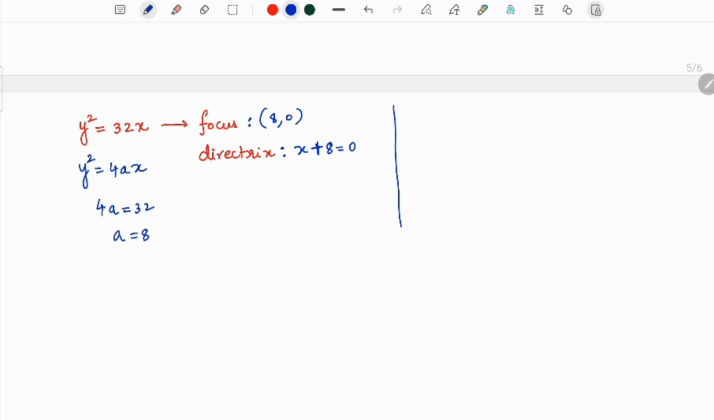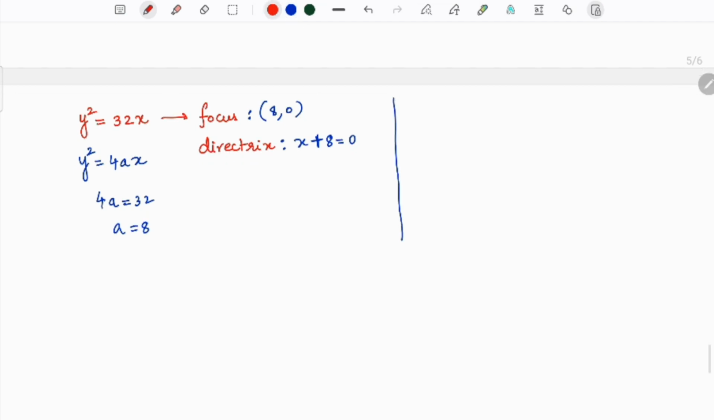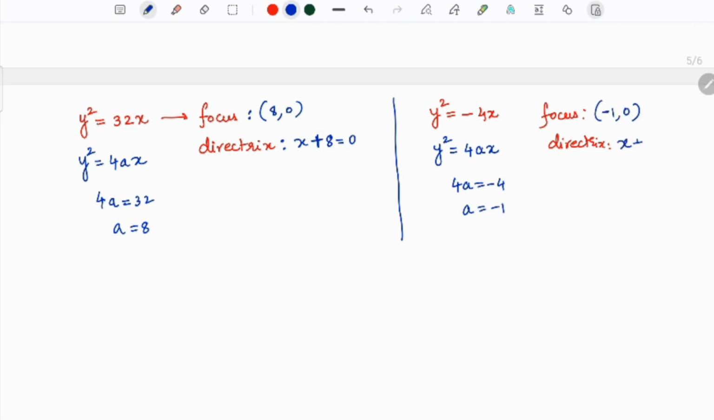Right? What if I have something like this? y square is equal to minus 4x. For this, what would be the focus and what would be the directrix? So this is in the form of y square is equal to 4ax. 4a is minus 4. That means a value is minus 1. Focus is (minus 1, 0). And what is the directrix? x plus minus 1 is equal to 0. That implies x minus 1 is equal to 0.